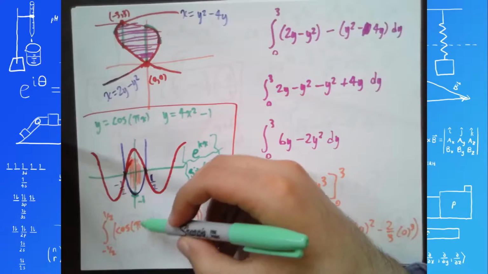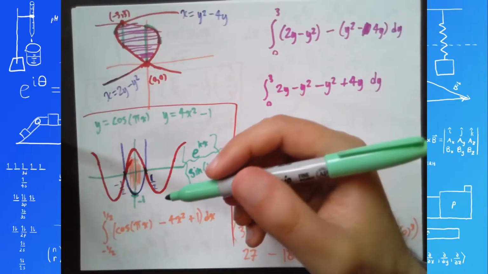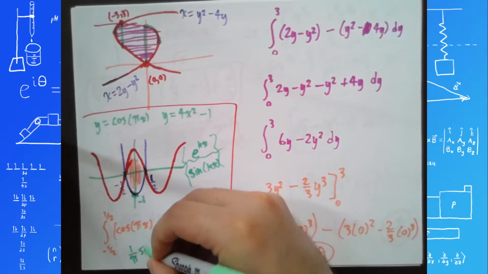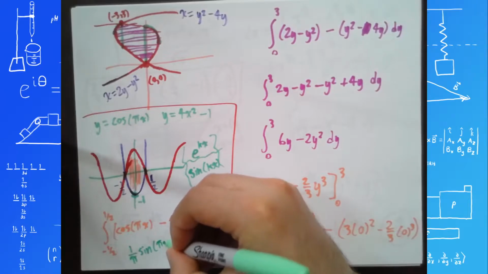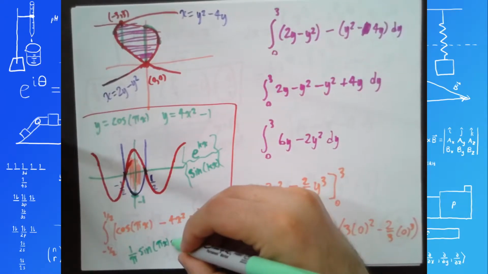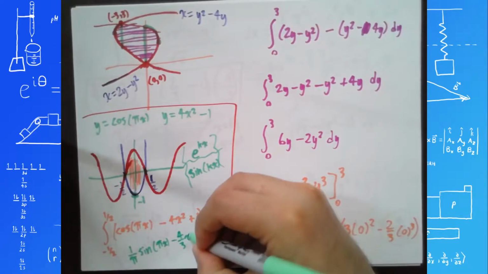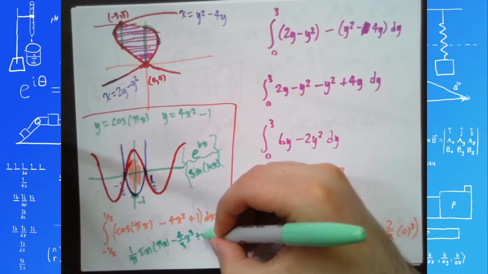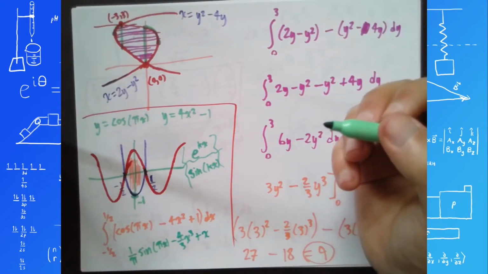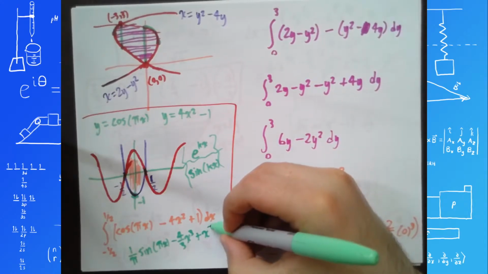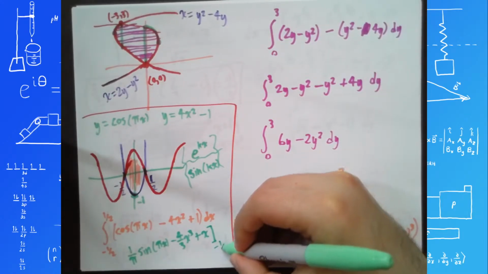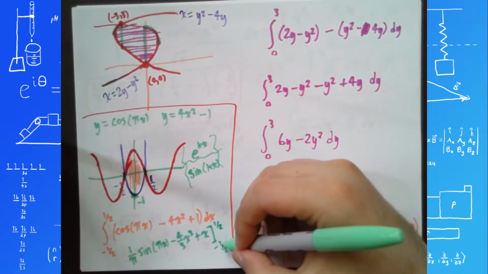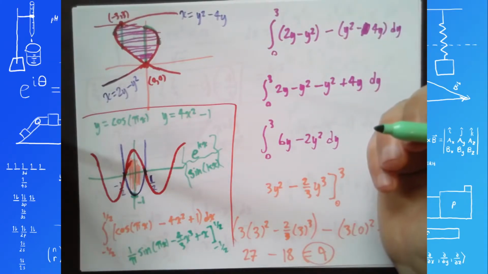But yeah, integral of cosine pi x is going to be sine of pi x over pi. 1 over pi times sine of pi x. And then that's going to be minus 4/3 x cubed. And then that's going to be plus x. And that's going to be evaluated from negative 1/2 to positive 1/2. Or we can evaluate it from 0 to 1/2 and multiply that by 2.